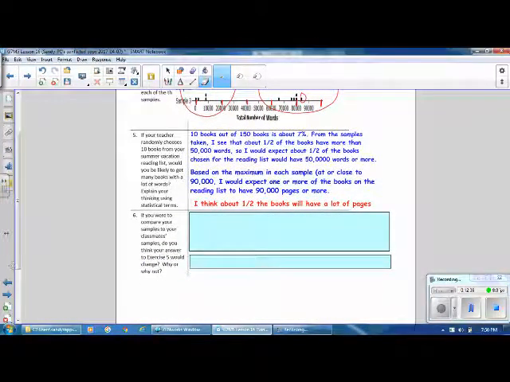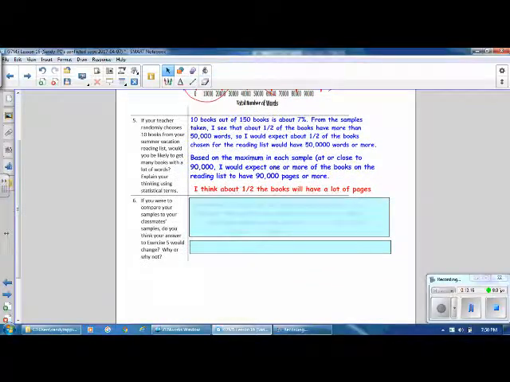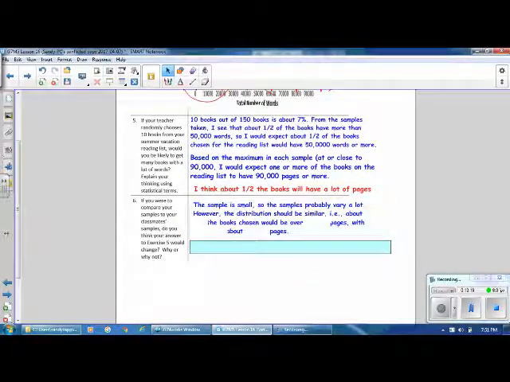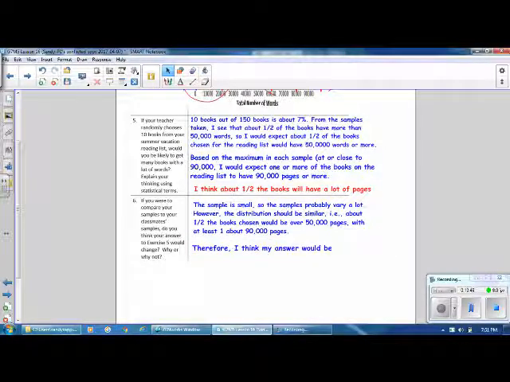If you were to compare your sample to your classmates' samples, do you think your answer to exercise 5 would change? Why or why not? The sample is small, so the samples probably vary a lot. However, the distribution should be similar. That is to say, about half of the books chosen would be over 50,000 pages, with at least about one with 90,000 pages. Therefore, I think my answer would be the same.